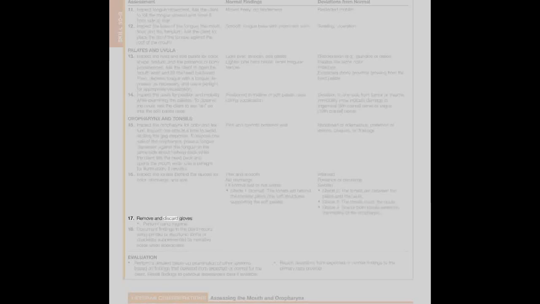17. Remove and discard gloves. Perform hand hygiene. 18. Document findings in the client record using printed or electronic forms or checklists supplemented by narrative notes when appropriate.